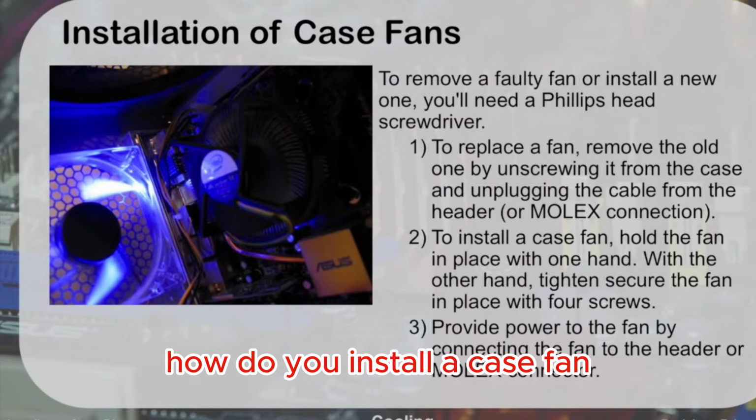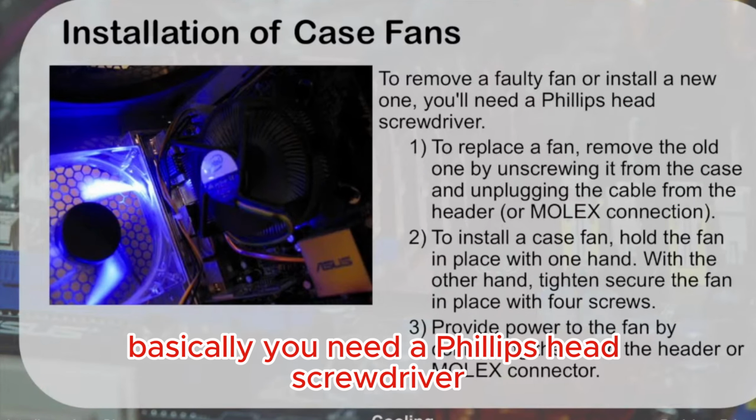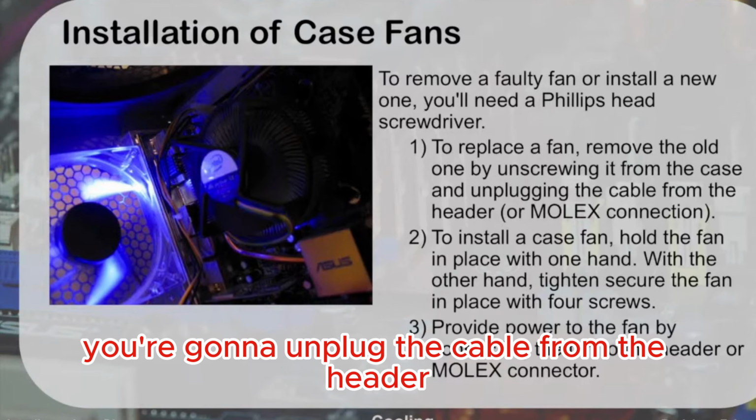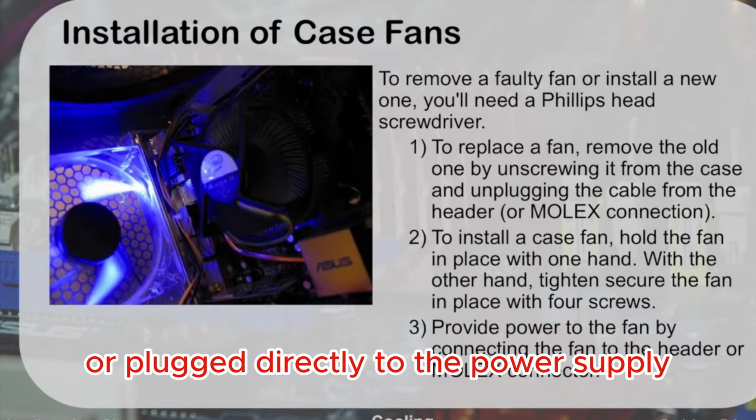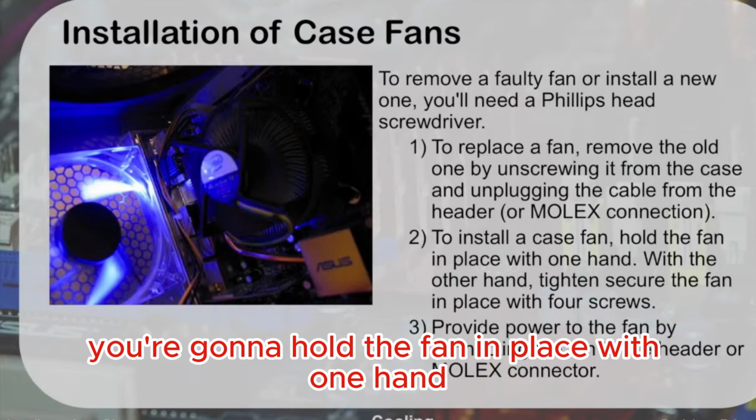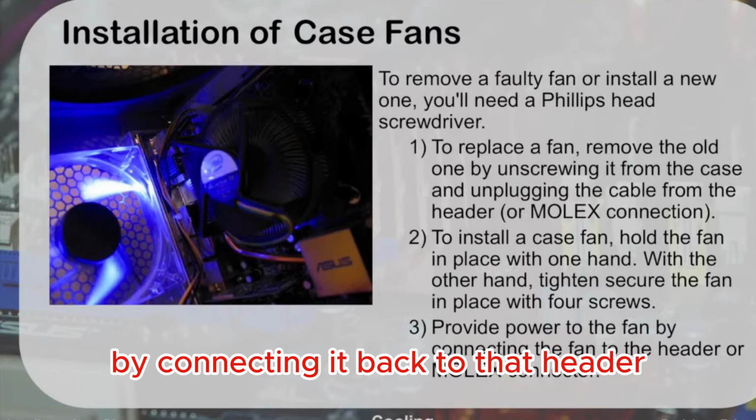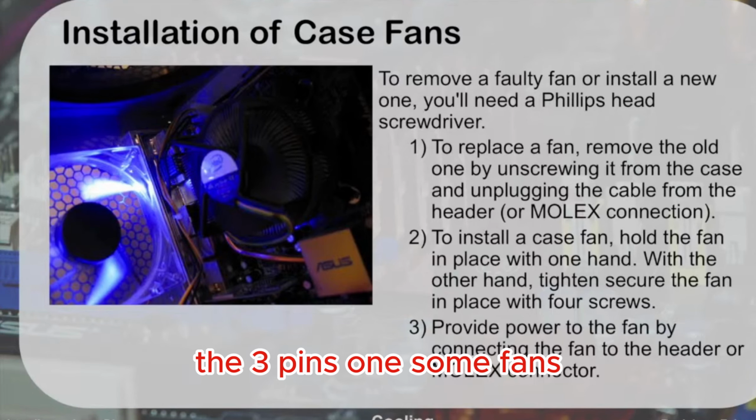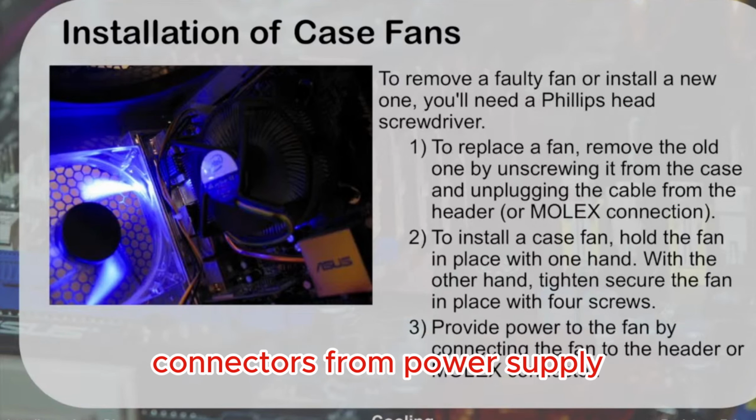How do you install a case fan? You're going to remove a faulty fan or install a new fan. Basically, you need a Phillips head screwdriver. That's all you're going to need. To replace it, you're going to remove the old one by unscrewing it. You're going to unplug the cable from the header or the Molex connection, depending on if it's plugged into the motherboard or plugged directly to the power supply. To install the new fan, you're going to hold the fan in place with one hand, screw the 4 bolts in, and then you're going to provide power to the fan by connecting it back to that header or that Molex connection. When we talk about the header, it's the one that goes directly to the motherboard, the 3 pins. Some fans, if your motherboard doesn't support that, you'll plug directly to one of the 4-pin Molex connectors from the power supply.